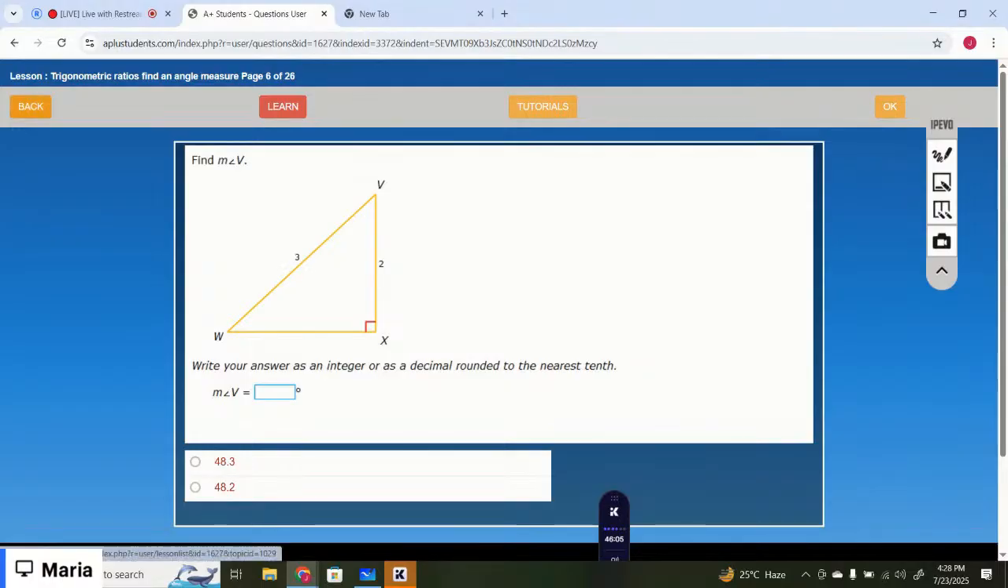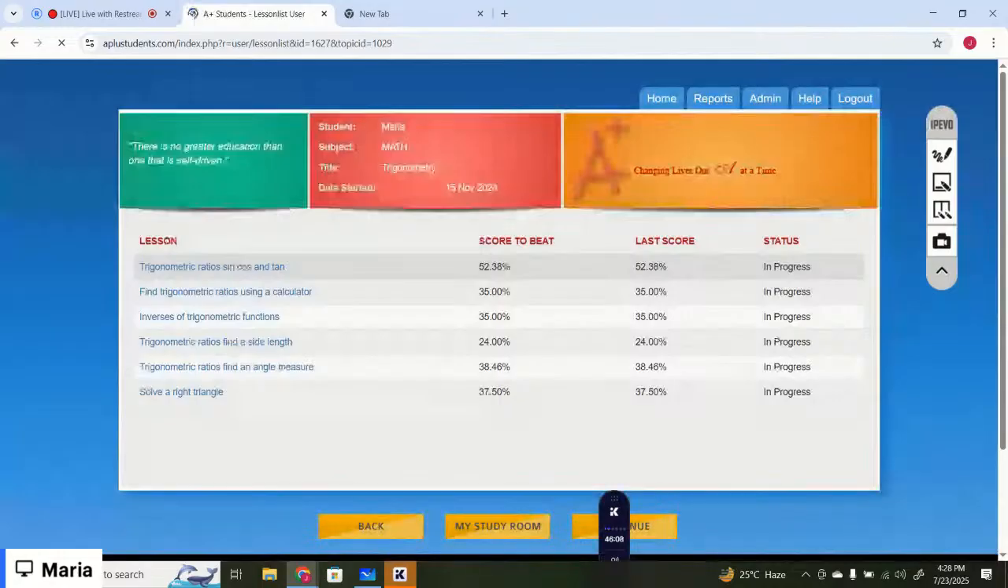Okay, you can complete the lesson by yourself later today. Let's just start with the next lesson. Solve a right triangle.